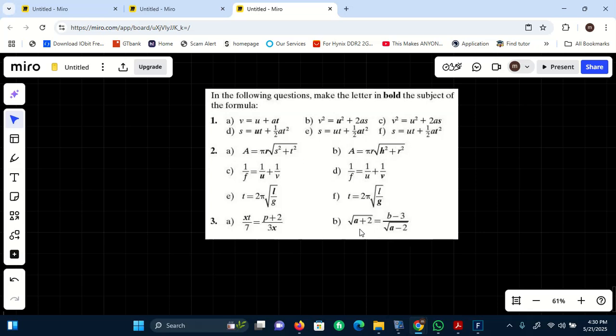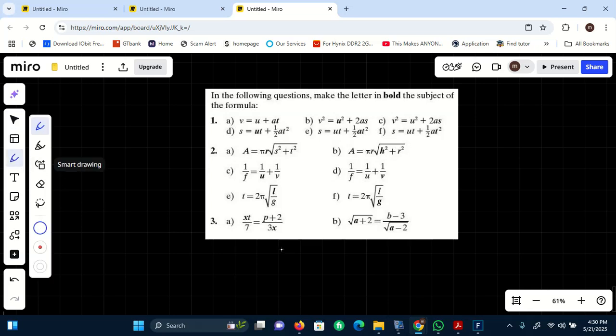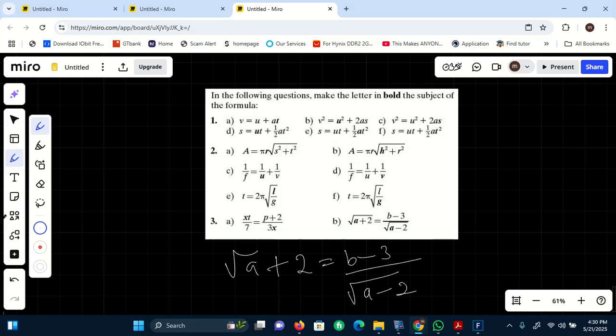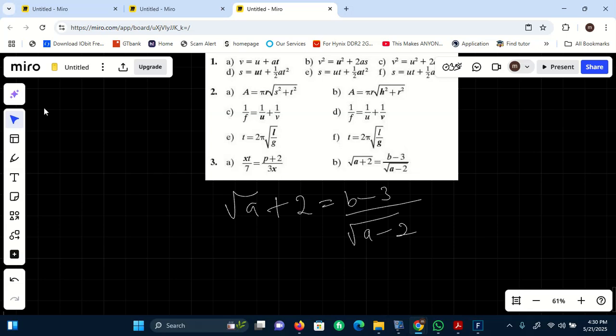I can see this question here, A. I want to start with this. I'm looking for the hardest question, so let's solve it. It says square root of A plus 2 is equal to B minus 3 into square root of A minus 2. So make A the subject of the formula.